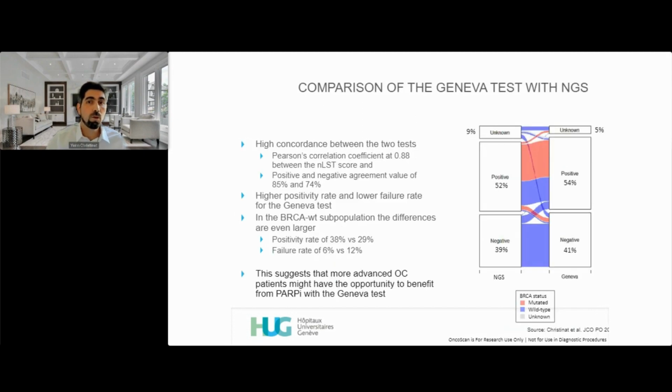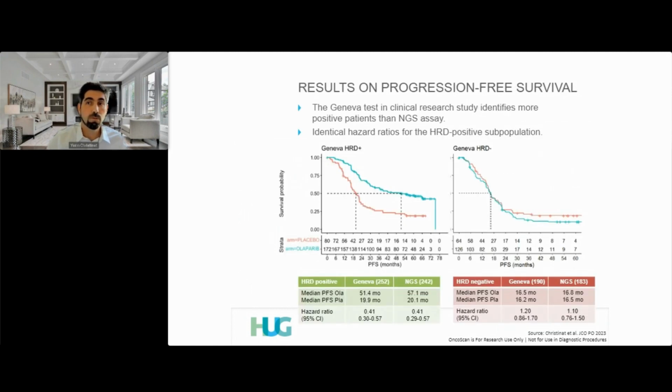So all in all, what we can say is that if we use the Geneva HRD test, we get more positive samples, we have less failure rate, so more patients could actually benefit from a PARP inhibitor if you use the Geneva test. Now, what's really interesting, obviously, is the response, how the Geneva test delineates the 2 categories.